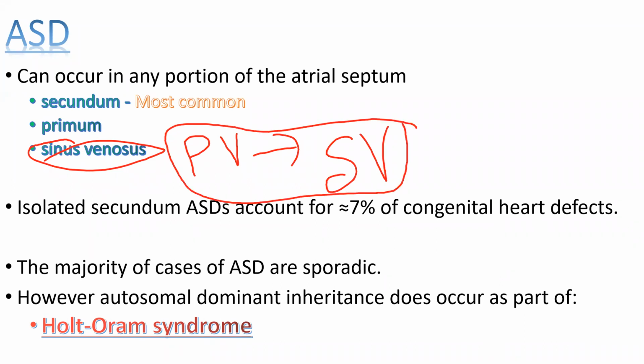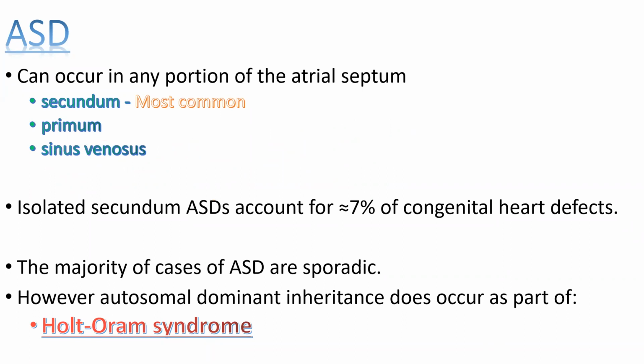Okay, so now after learning the types of ASD, our job is to learn a few more things here. Keep in mind, the isolated secondum ASD accounts for only 7% of congenital heart disease. If I ask you which is the most common congenital heart disease, what is your answer? VSD. Which is the most common acyanotic heart disease? VSD. Which is the most common cyanotic heart disease? Tetralogy of Fallot. Very good.